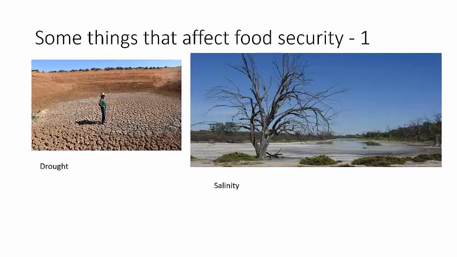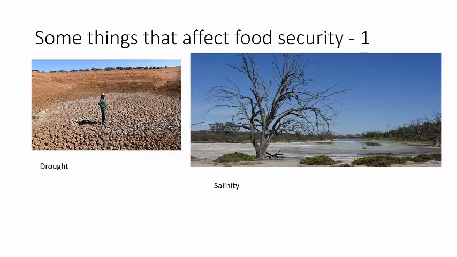Okay, so the next thing that we're going to have a look at are some of the things that can affect food security. So an example that's particularly relevant to Australia is droughts. Okay, so when we have periods of drought, that reduces the amount of food that we can produce in Australia. Now, obviously in Australia we can buy food from overseas as well, but if we have an extended period of drought, that affects the amount of food that we can produce in Australia.